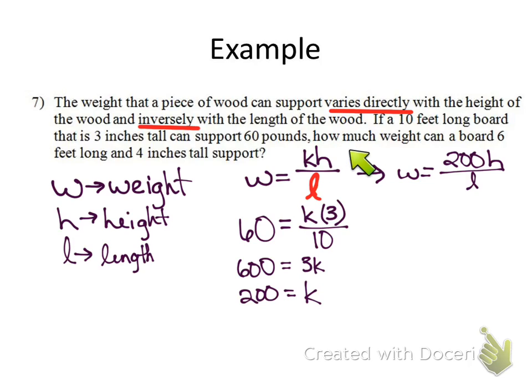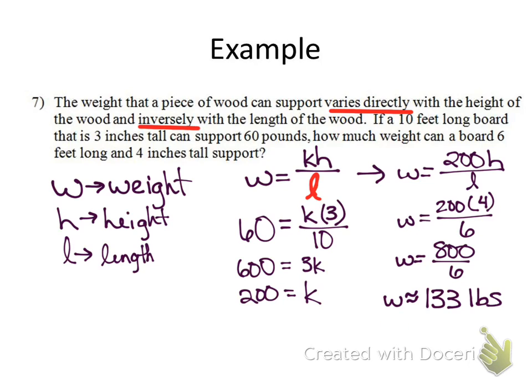Using this model, we're going to figure out how much weight a board 6 feet long and 4 inches tall can support. So the weight is about 133 pounds.